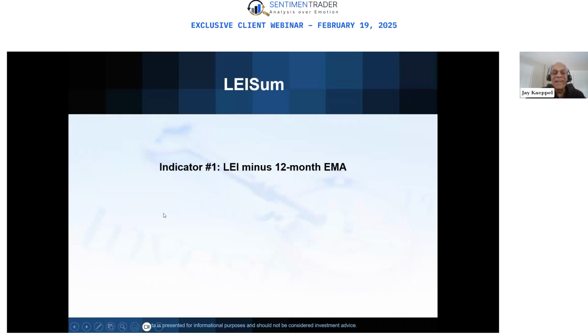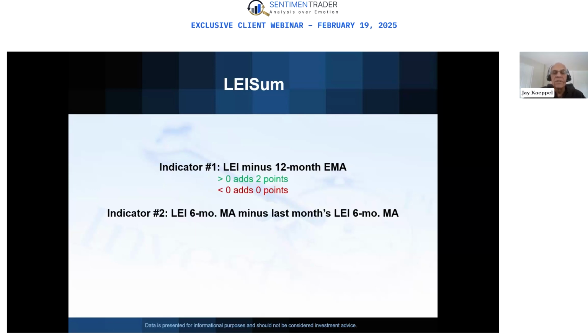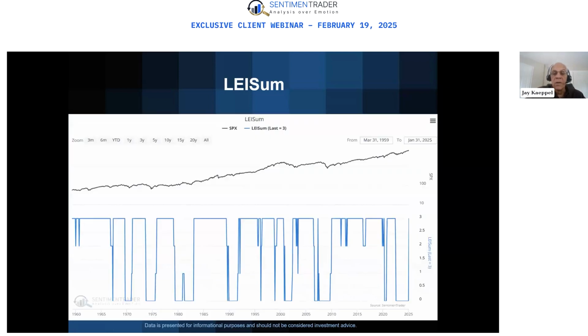The Conference Board Index of Leading Economic Indicators is what we're talking about. If it's above its 12-month moving average, we add 2 points to the model. If it's not, it's 0 points. And then we also look at the 6-month moving average minus last month's 6-month moving average. Is it up or down? What's the trend of that moving average? If it's up, we add a point. If it's down, it's 0 points. So kind of like the last one, this one can range from 0 to 3.